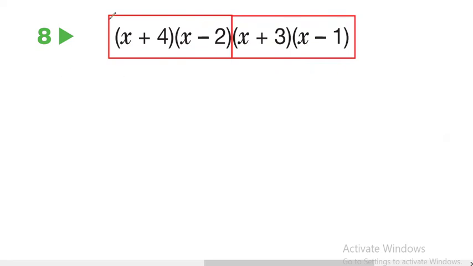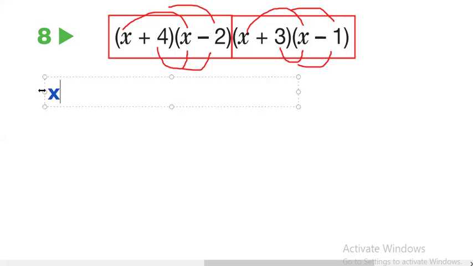So let's start with the first one, same steps: first with first, and then with second, and then second with first, and then with second, like this. Same idea with this one. Let's start with the first ones. X times X is X power of 2. You can put brackets on them, so you know we still have to expand.